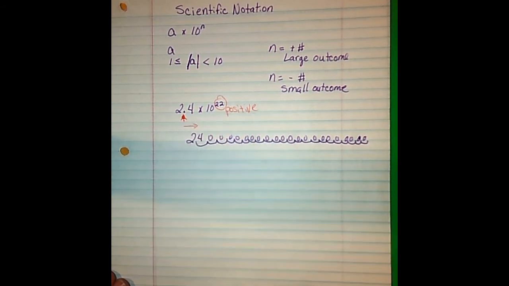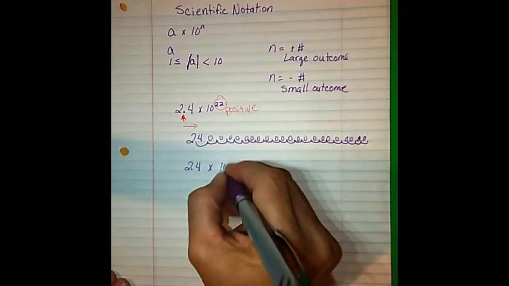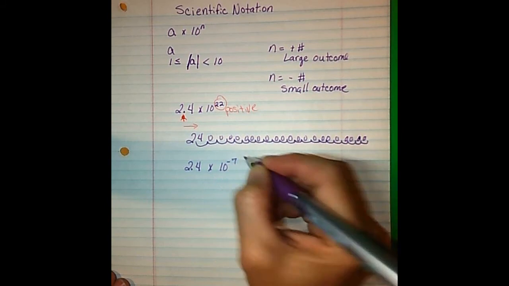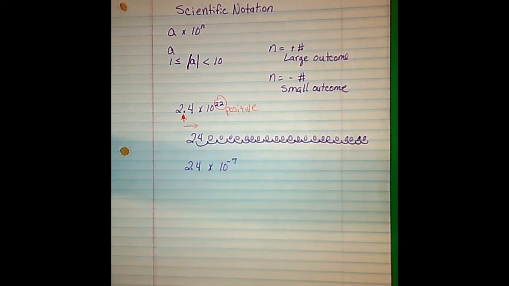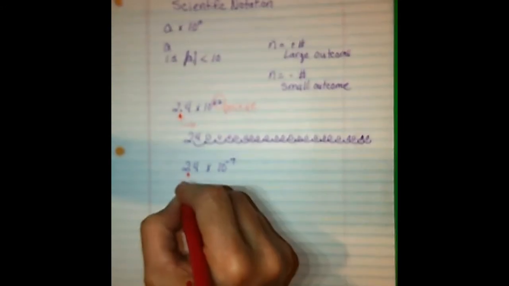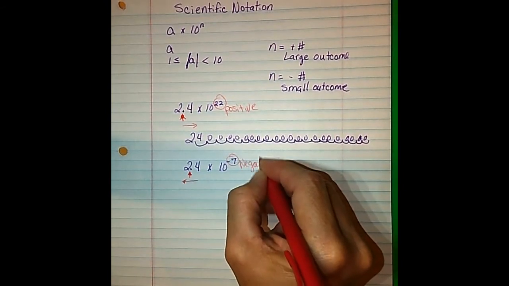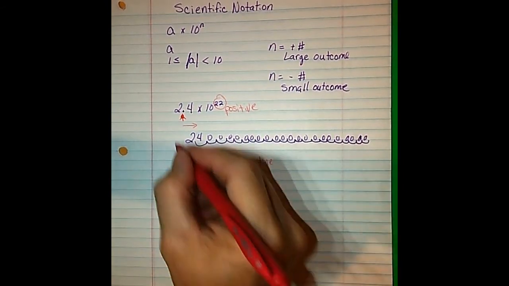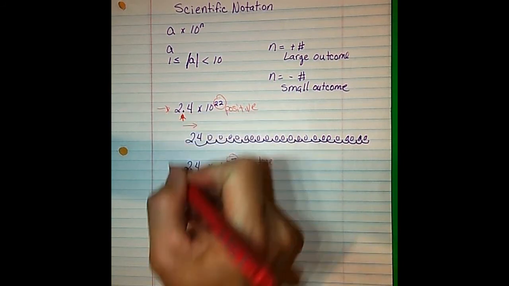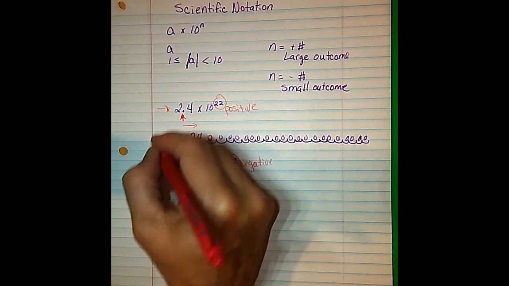So what if I had 2.4 times 10 to the negative 7? Well, then we're going to take this decimal right here, and we're going to have to move it in this direction because this is negative. So this is in scientific notation, and we're writing it in standard notation.